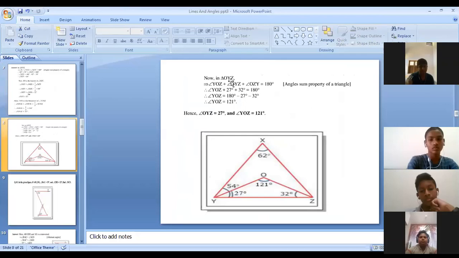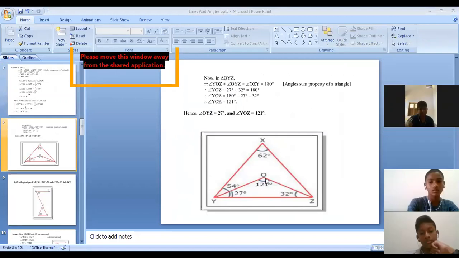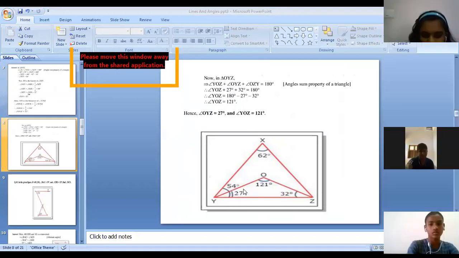Now in triangle OYZ, meaning the smaller triangle, angle YOZ means what? What is the middle letter here? O. Angle formed at O. We don't know it. It is unknown, and we need to find that angle. Plus angle OYZ is 27 degrees and angle Z, that is OZY, is 32 degrees.